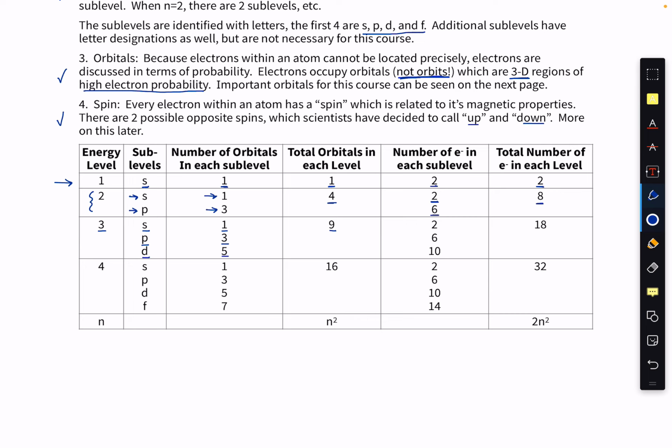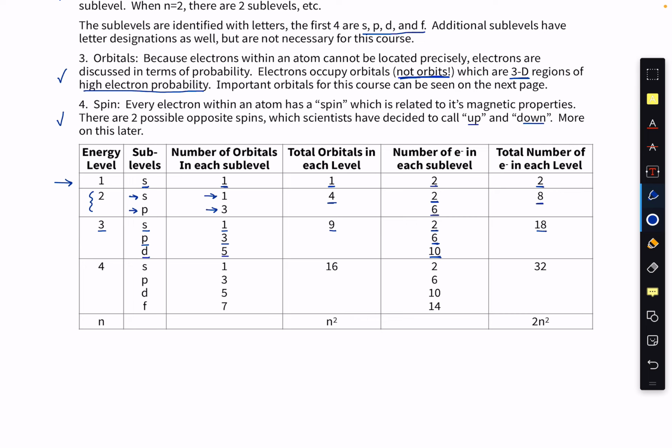Every orbital can have 2 electrons assigned to it. So, since there's 1 orbital in the S, that's 2 electrons total. 3 orbitals in the P times 2 is 6 electrons total. And 5 orbitals in the D, 10 electrons. So we're just multiplying that third column over there by 2. And if I add all that together, 2, 6, and 10 gives me 18.